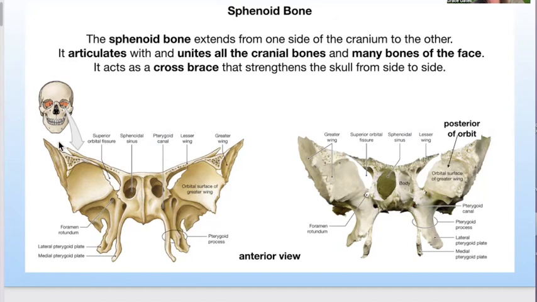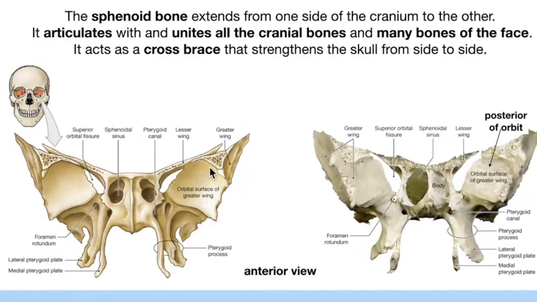It articulates with and unites all of the cranial bones. Okay, think about that. And many of the bones of the face. It acts as a cross brace that strengthens the skull from side to side. So if you fall and you hit the side of your head, or somebody hits you on the side of your head, this helps to act as a cross brace so that your skull does not crack when it's hit from either side. These are the orbits shown in a drawing and then in a real bone.